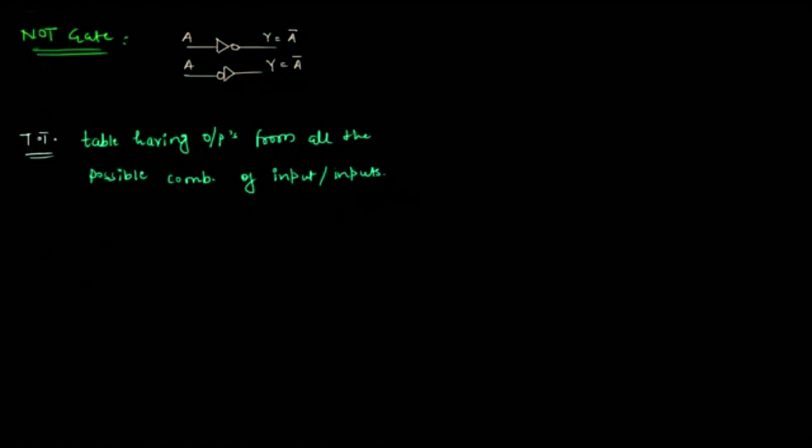Now we will make truth table for NOT gate. There is only one input. In case of NOT gate, let's say it is A, and Y is the output, and it is equal to A complement. As there is only one input, we will have two combinations, 0, 1. Complement of 0 is equal to 1 and complement of 1 is equal to 0. So this is the truth table for NOT gate.